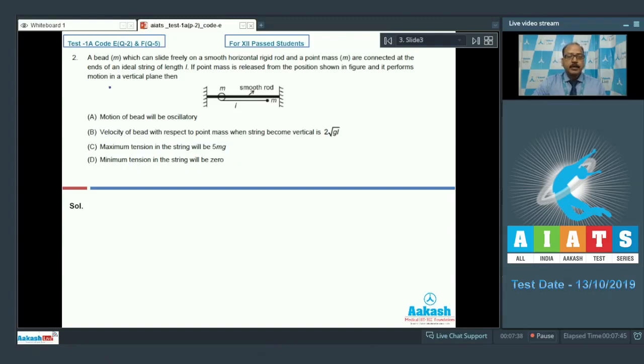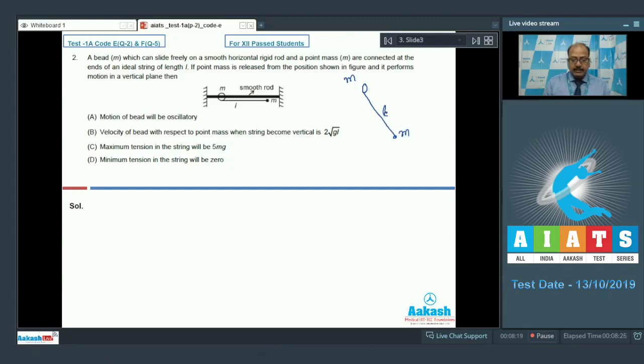Well, the concepts involved are from the topic system of particles. So let's evaluate the options now. Motion of bead will be oscillatory. Now once this particle is released, let's see what all things happen here. Obviously this point mass will start falling, and at some time, let's say this is the bead and this is the position of this point mass. This also has mass m.